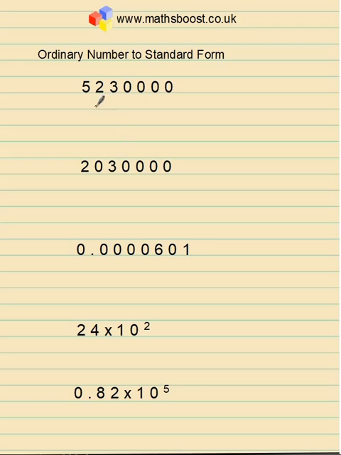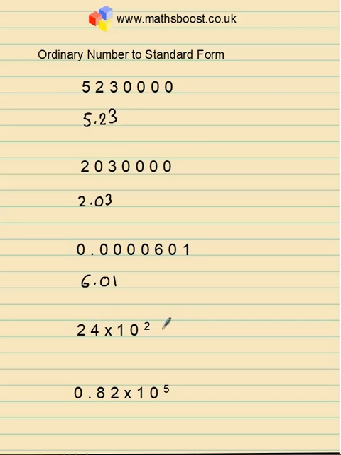So standard form must begin with a number strictly between 1 and 10. So in this case, we'll write 5.23. In this case, it would be 2.03. We'll keep going until we reach just zeros and then we can stop. This would be 6.01.